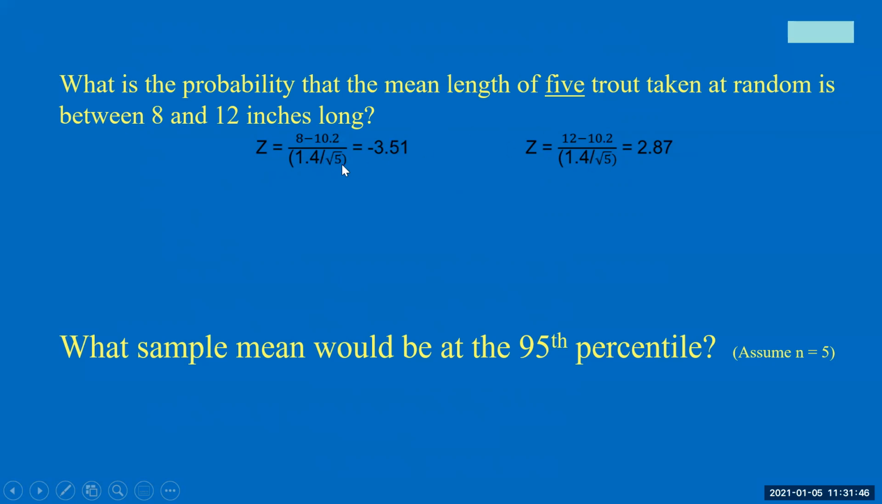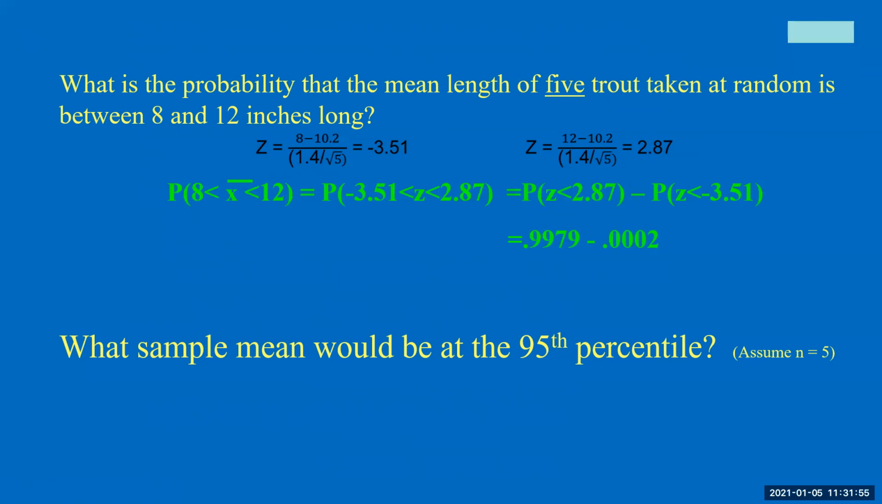So if we crunch the numbers, we're now looking for the probability that X is between 8 and 12, which means finding the probability that Z is between negative 3.51 and 2.87. Again, always take the probability of the larger z-score minus the probability of the smaller. If you look inside your z-table, the area to the left of 2.87 is going to be 0.9979.